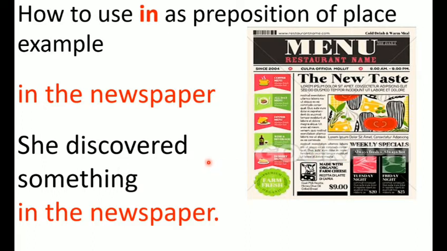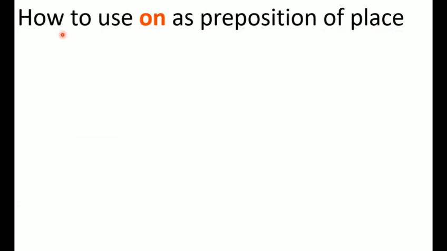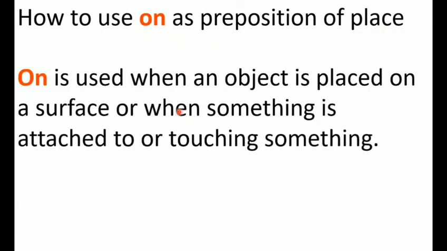Okay, next. How to use on as preposition of place. Alright, on is used when an object is placed on a surface or when something is attached to or touching something. Ibig sabihin, ang on ay ginagamit kapag ang isang bagay ay nakalagay sa itaas o nakadikit sa isang bagay.